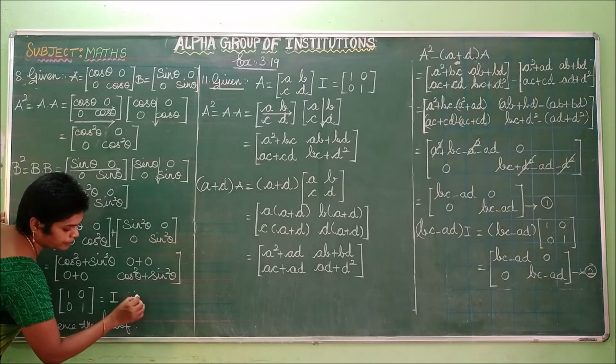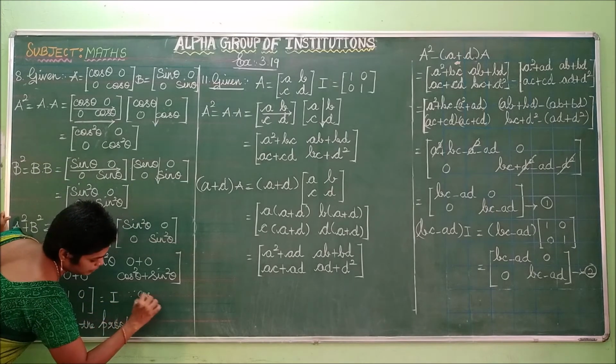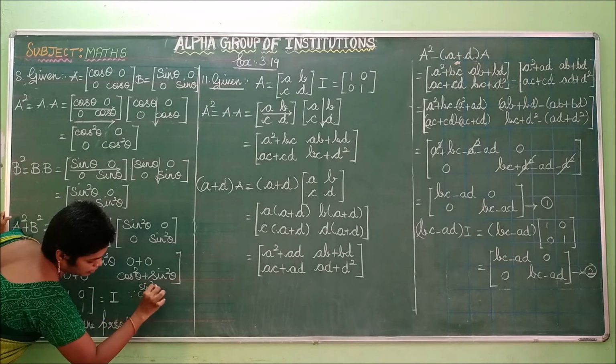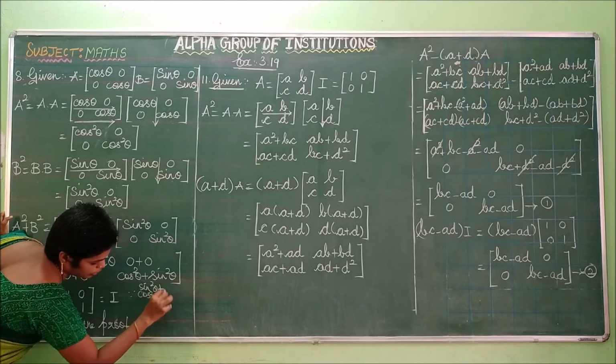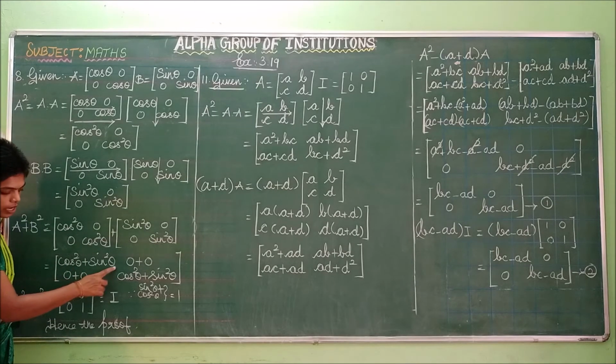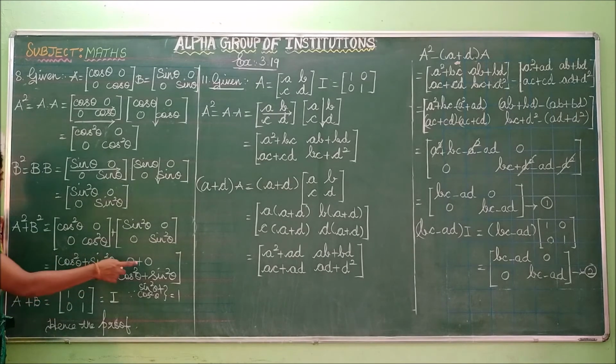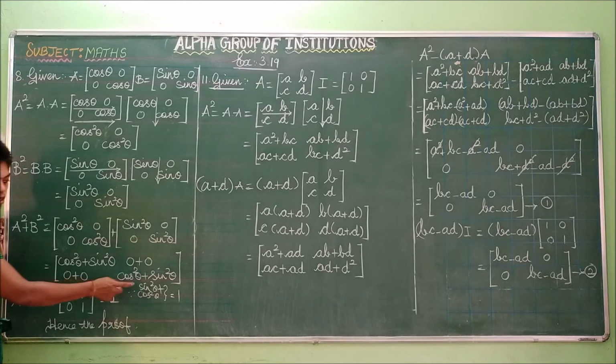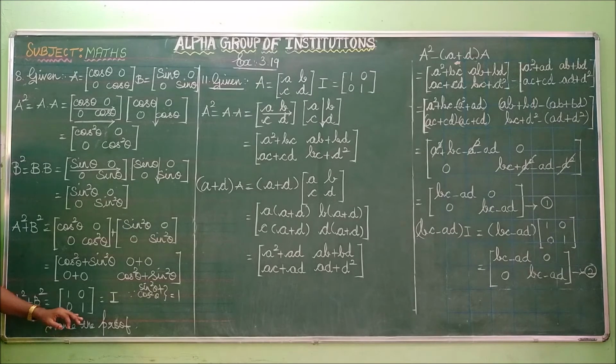You know one note in the trigonometry, sin square theta plus cos square theta is equal to 1. So instead of this value I can put 1, here 0, here also 0. For this value I can apply 1. So which is in the form of the unit matrix, so I can put the value as capital letter I. So A squared plus B squared is equal to I, hence this is our proof.